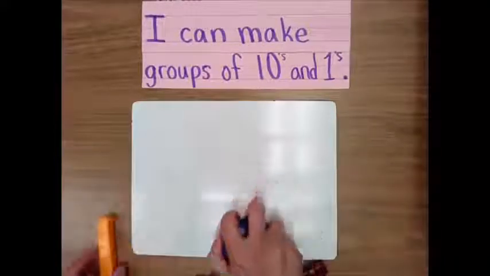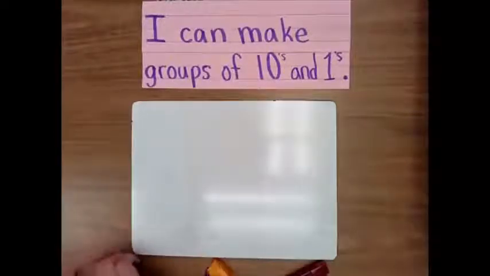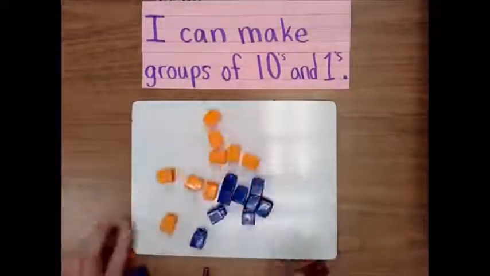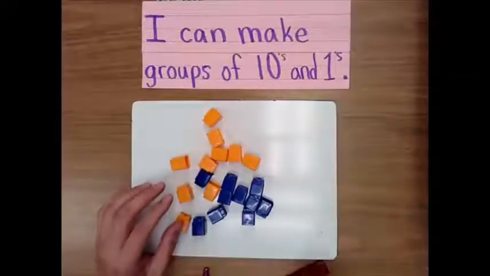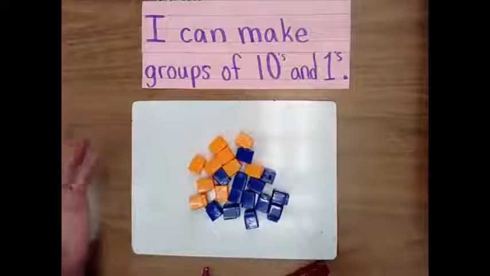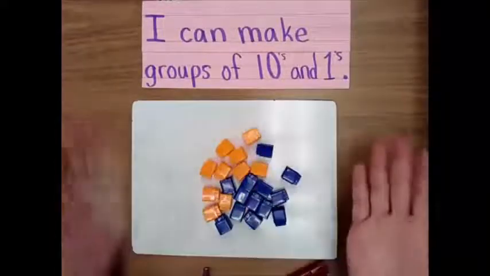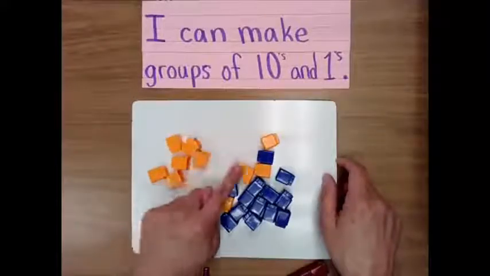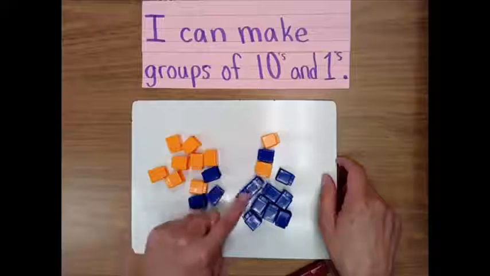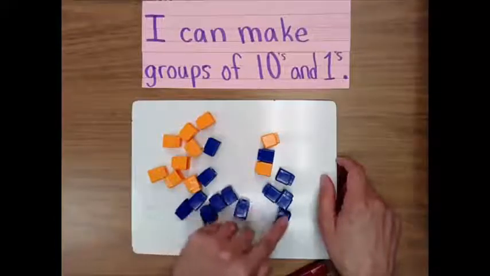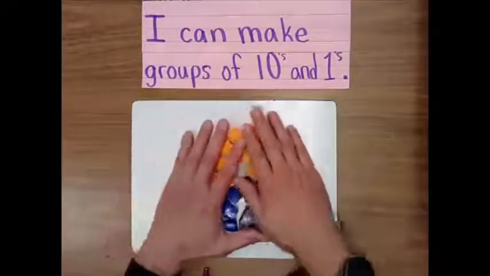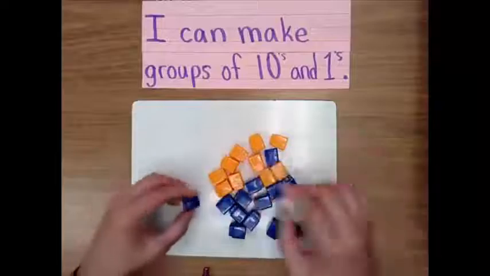All right, so let's try another one. This time we have some more blocks here. And again, we're going to count to see how many blocks. Now we could say 1, 2, 3, 4, 5, 6, 7, 8, 9, 10, 11, 12, 13, 14, 15, 16, 17, 18, 19, 20, 21, 22, 23. So I have 23, or I could regroup some.